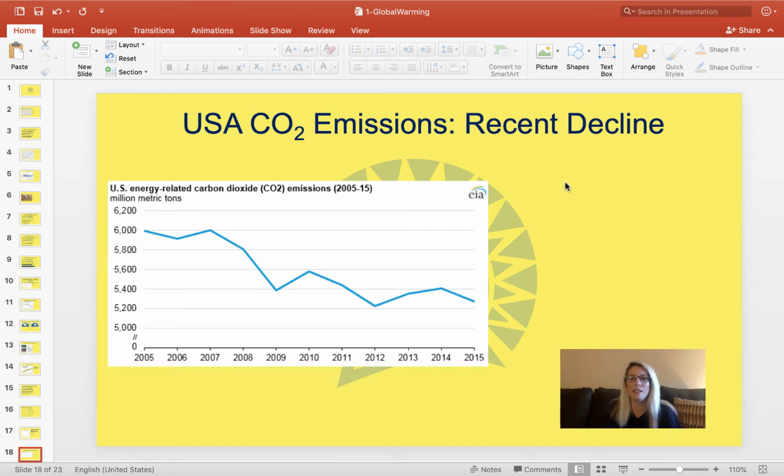And this, I think this is the last. Oh, nope. Okay, so the U.S. CO2 emissions is showing a recent decline, and this is as of 2015. It has been going up since 2016, though. So I don't have a recent graph for that, but I will say that this is a little bit outdated. It was declining as of 2015, but it's not declining anymore, unfortunately.